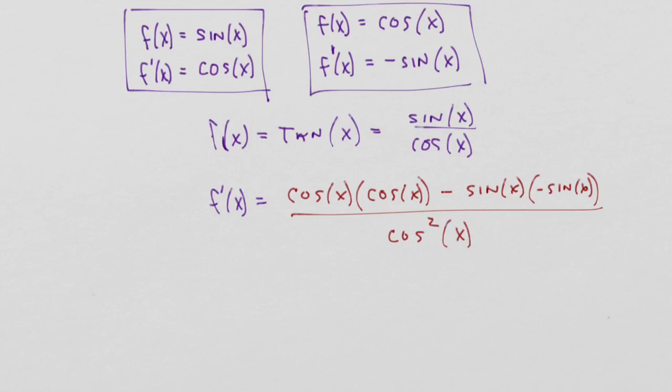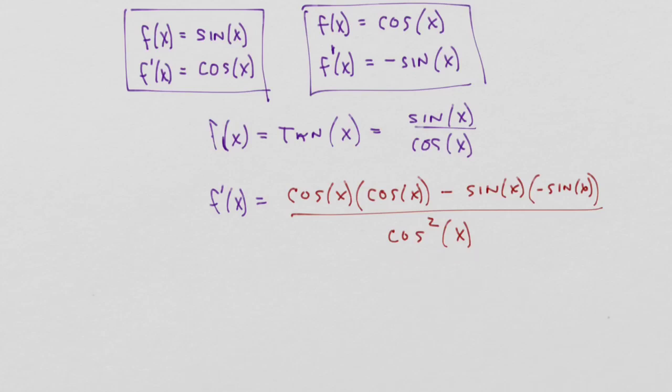A quick note about this, when you square cosine, it's standard practice to put the 2 in between the cosine and the x, because otherwise it could be confusing. You may think that you are just squaring the x. So what you should be reminded of is that this is the same thing as cosine of x squared. Those are equivalent.